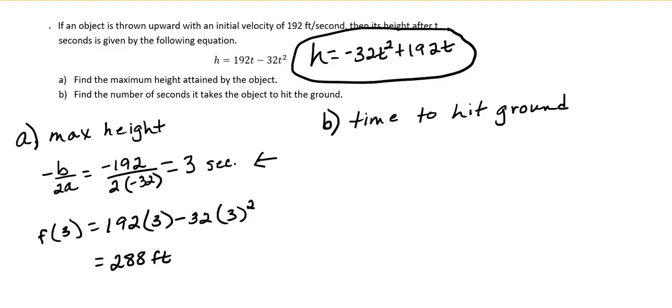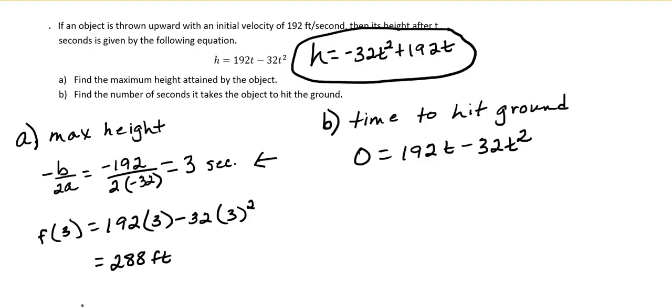Part B is asking us to find the number of seconds it takes to hit the ground. Well, I know that my equation is a relationship between t for time and h for height. Well, when my object hits the ground, the height is 0. So this is the equation that I need to solve.